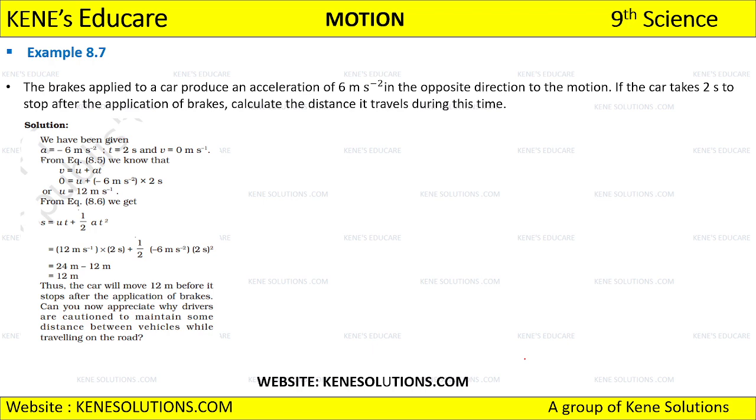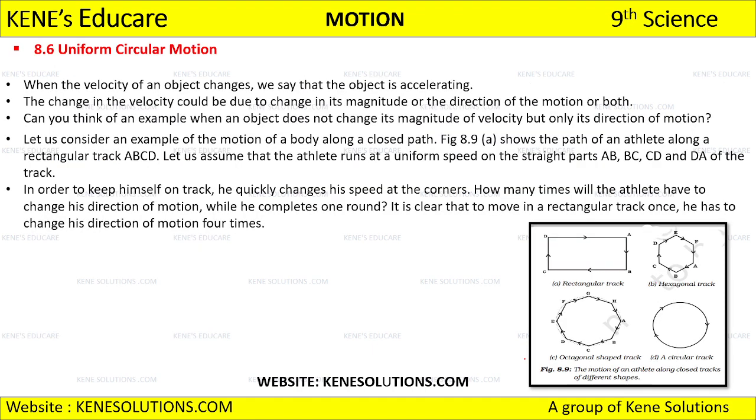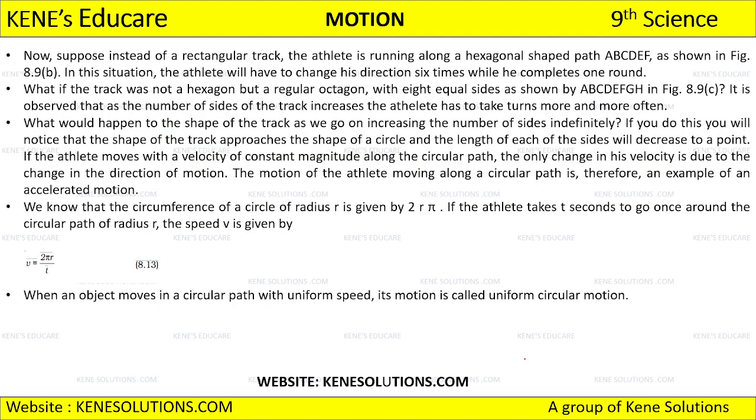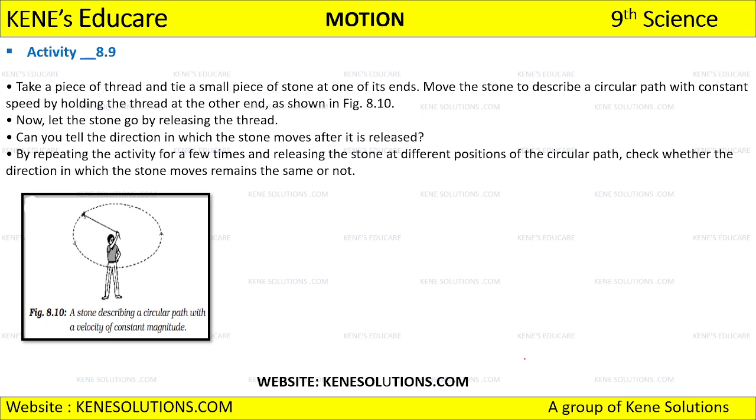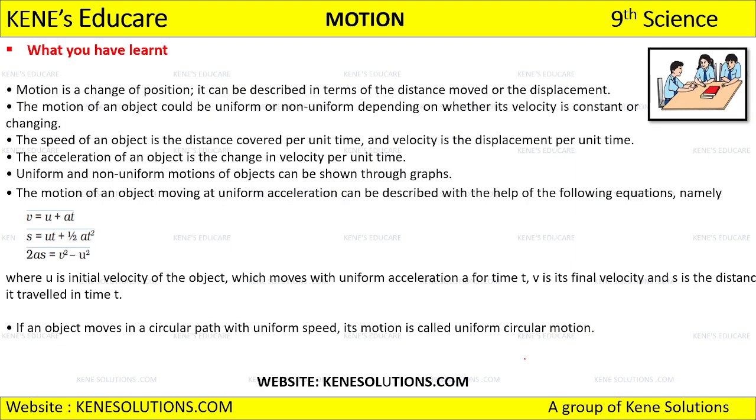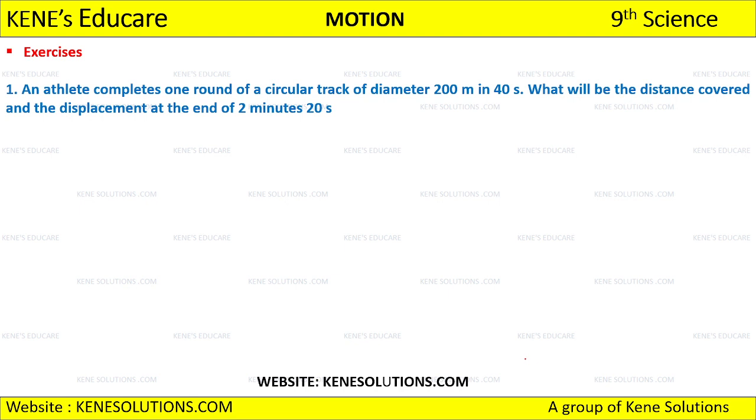Then over here also we will calculate the distance, and after that we will be discussing uniform circular motion, what exactly it is. Then we have activity 8.9, and this is how we will be ending the lesson, with the summary and revision. After this summary we have a few exercise questions to discuss. So I want each one of you to please go through these exercise questions quickly.